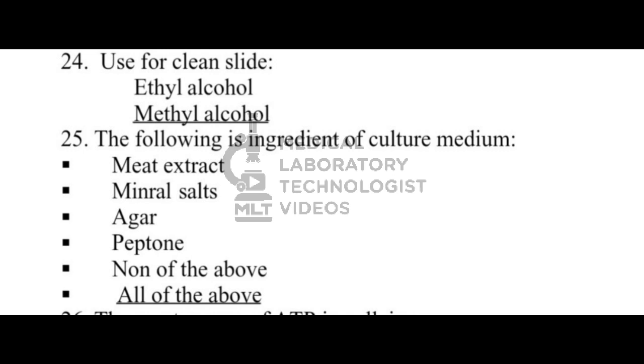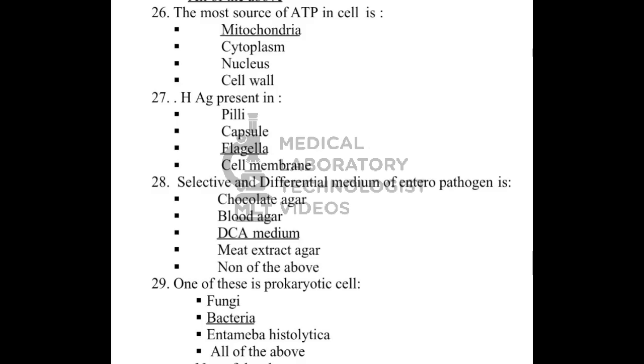Next question is, the following is an ingredient of culture medium. Answers are meat extract, mineral salt, agar, peptone, none of the above, all of the above. And the answer is all of the above. Meat extract, mineral salt, agar, peptone, these all are the ingredients of culture medium. Next question is, the main source of ATP, adenosine triphosphate, that is the energy source that we get from. Options are mitochondria, cytoplasm, nucleus, cell wall, and answer is mitochondria.